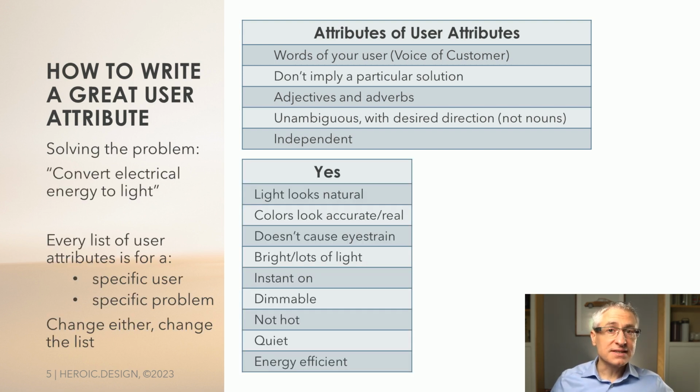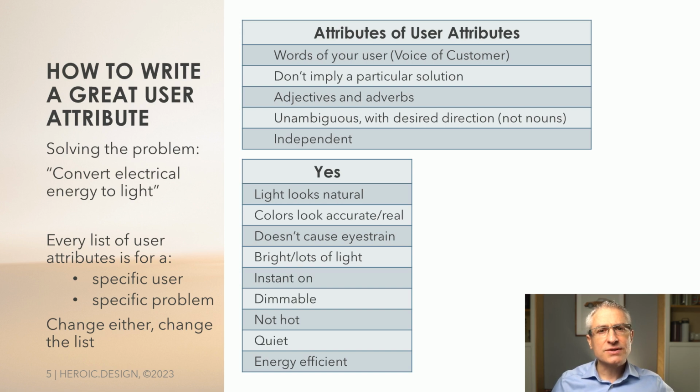On the left is a list of user attributes, finally. This list describes a great solution for a designer who wants a very particular kind of light on their desk. Most people don't care about light this much. A different user would have a different list of user attributes.